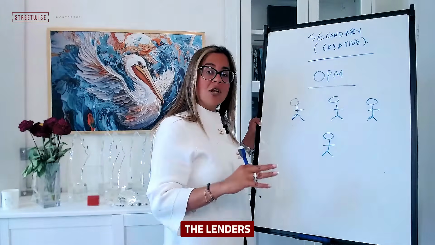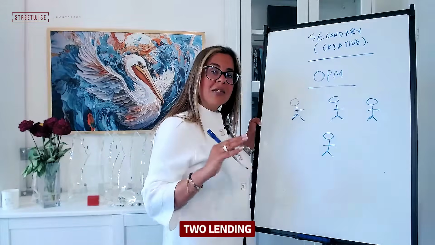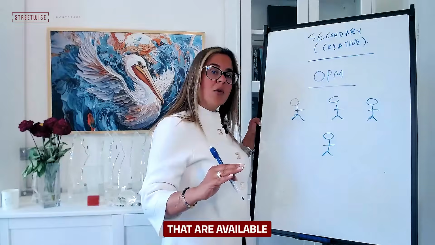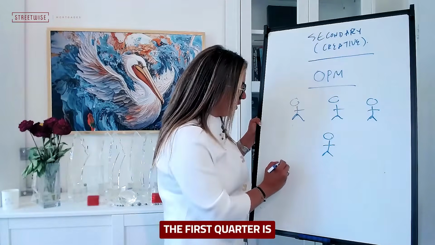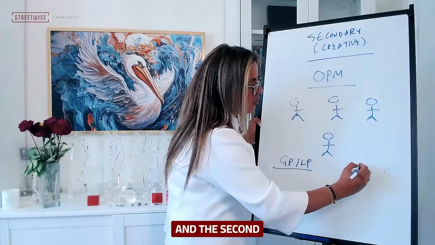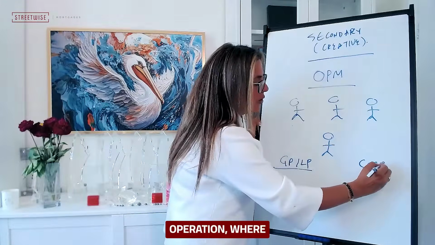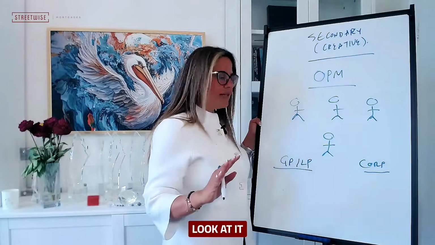Because here, the lenders look at it as a business. So there are two lending structures that are available to you under this particular strategy. The first structure is a GP-LP structure, and the second structure is a corporation with shareholders. Regardless of the structure, the lenders look at it the same way.